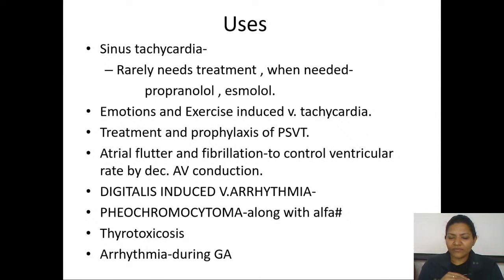Now, atrial flutter and fibrillation: beta blockers control the ventricular rate by decreasing the AV conduction. See, since the AV conduction is being reduced drastically, we can control the atrial flutter and fibrillation in these patients. Also, digitalis induced ventricular arrhythmia, pheochromocytoma, along with pheochromocytoma, thyrotoxicosis, and arrhythmias that are present during general anesthesia. For all these things, beta blockers are an indication.